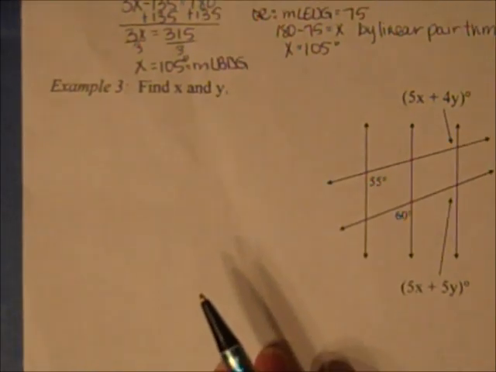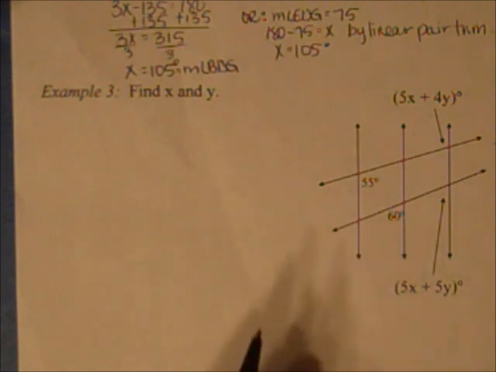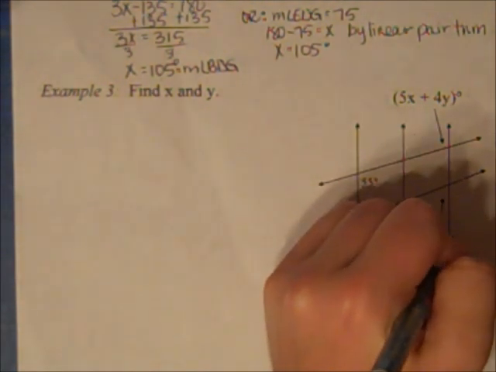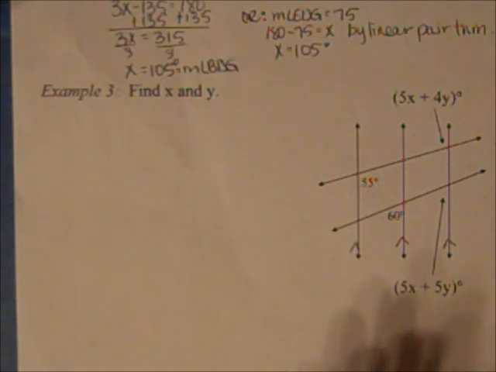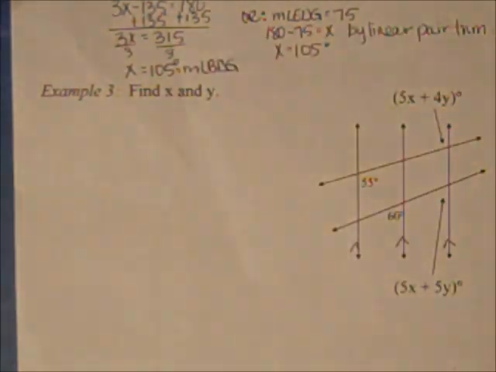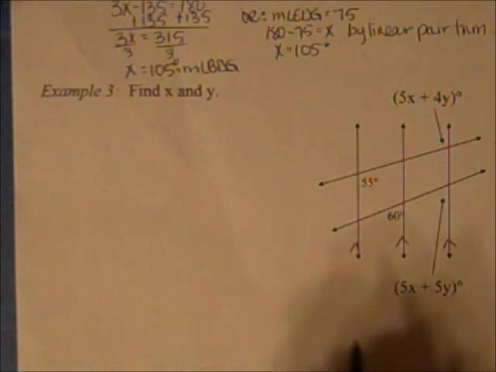Okay, last one is a little more complicated. Here we have 3 lines that are all parallel to one another. So I'm only going to use 2 at a time, but I can use any 2 that help me get this problem. Okay, I need to find x and y.